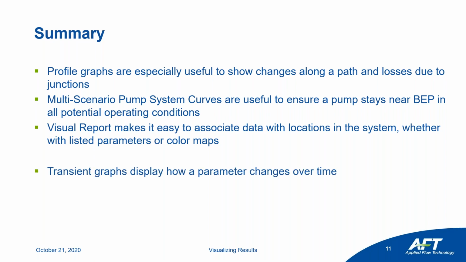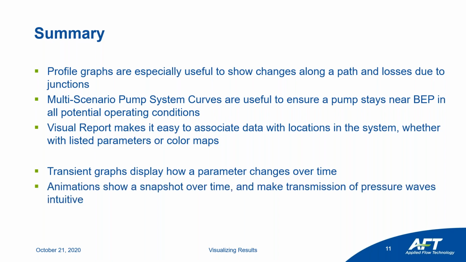Transient graphs, touched on towards the end, showing how a parameter changes over time. A lot of those same things with multivariables or stacked graphs, a lot of those can be done similarly with these transient graphs. And animations, while a picture can show 1,000 words, an animation can show trillions. So it shows snapshots over time, and can show how a behavior occurs, like a transient event passing through a system. It makes it much more intuitive than solely interpreting maximum and minimum graphs.